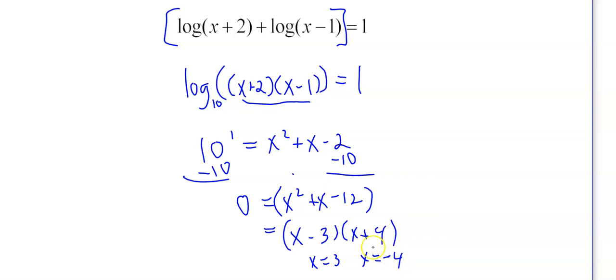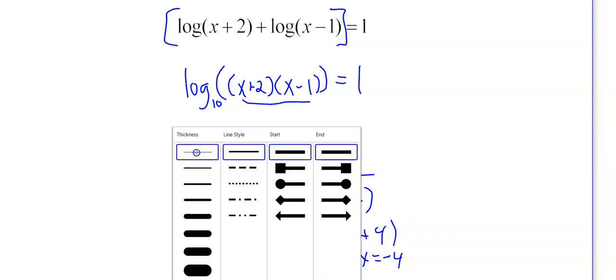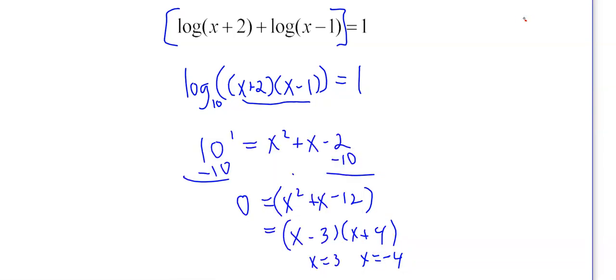And so now here's what you have to do. Anytime you solve a log equation, because you can't take the log of a negative number, you've got to just check. Like when I saw this negative 4, I thought to myself, I wonder if this is going to work. If you plug in negative 4 here, negative 4 plus 2 is negative 2. Log of negative 2, you can't take the log of a negative. That's what's called an extraneous solution.